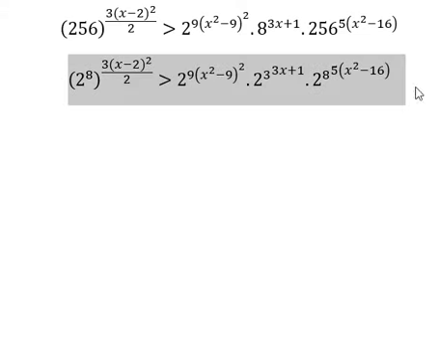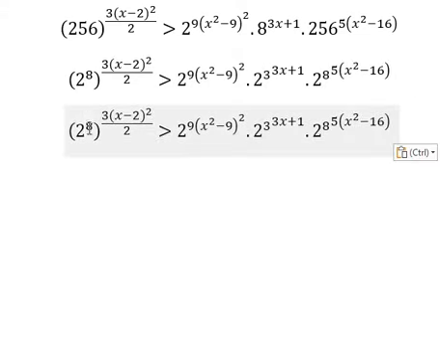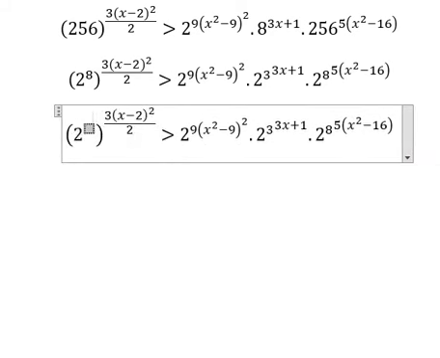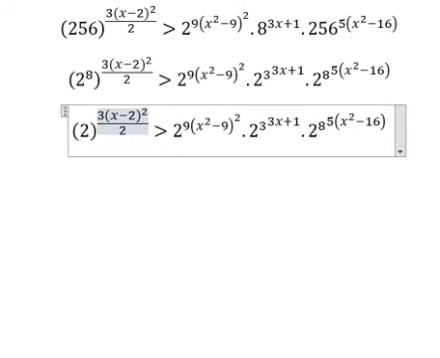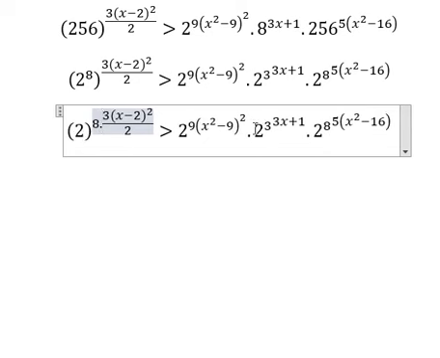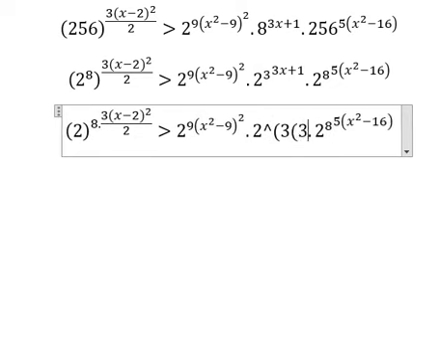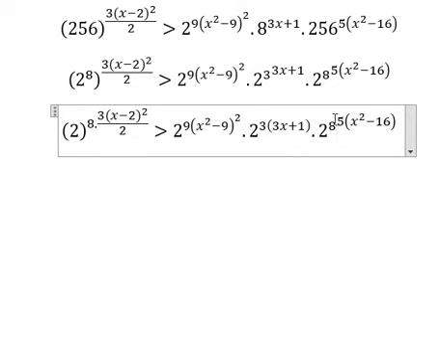Now, we have number 8 multiplied by this one. So, we have number 8 going here. This one we have number 3 multiplied by 3x plus 1. And number 8 multiplied by number 5.